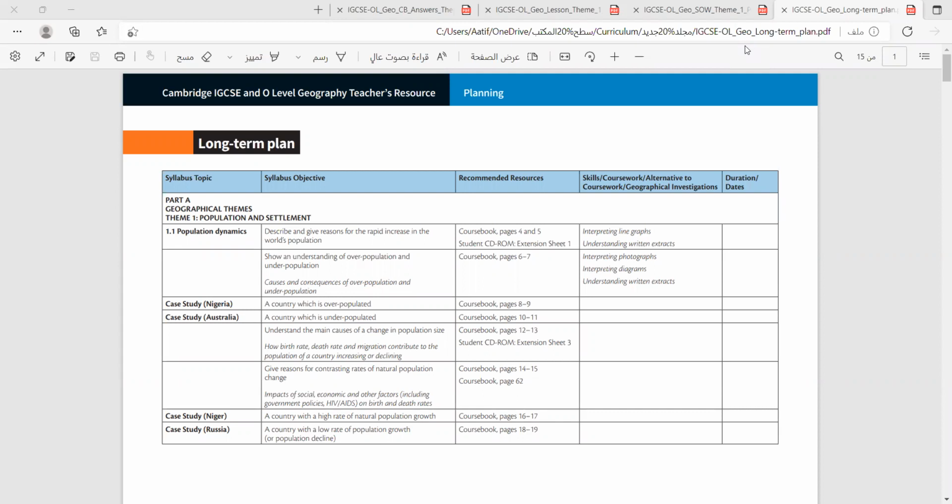So, before starting with the lessons, I want to talk generally or have an overview about this book, which is Cambridge University Press or Cambridge Curriculum. Before starting the lesson, I want to have an overview about the themes that we have in this book. So, at first, we have the first theme that we will be studying. It is called population and settlement, right?